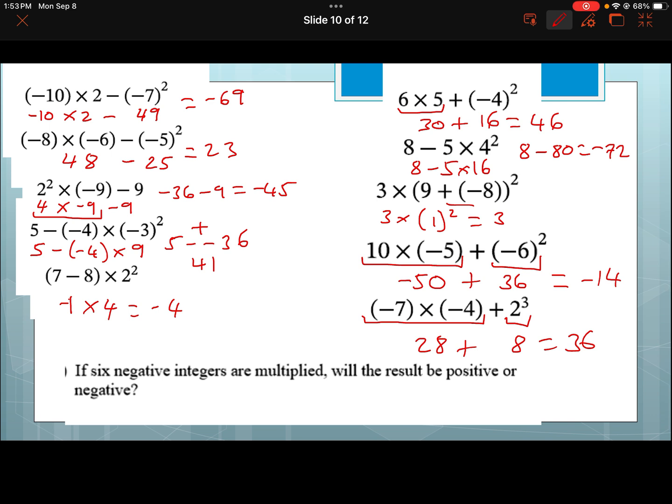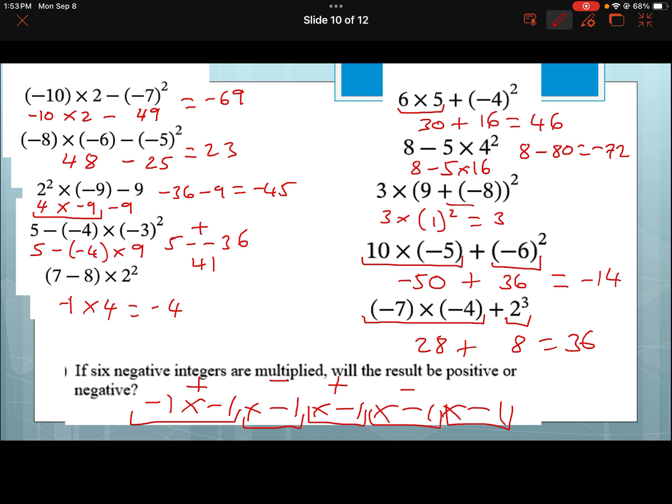And then this last question, it says if 6 negative integers are multiplied, what will the result be? Let's not overcomplicate it. Let's just make it -1. So -1 times -1 times -1 times -1 times -1 times -1. Negatives times negatives are positive, right? So that's going to be a positive there. And then when we times it by this negative, it's going to be a negative. Then when we times it by this negative, it's going to become positive. Then it's going to become negative. And then finally, it's going to become positive.